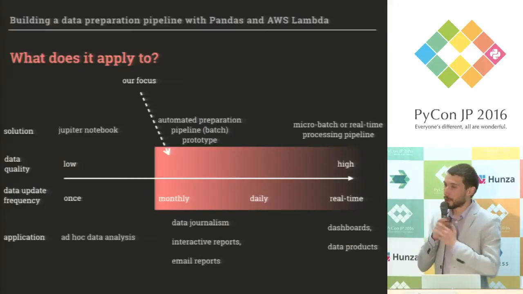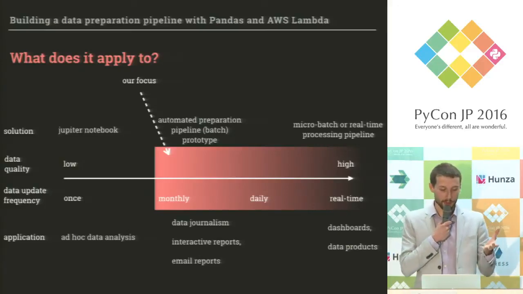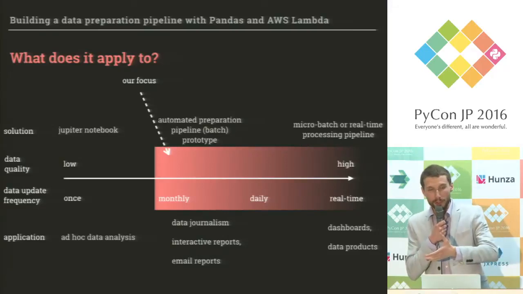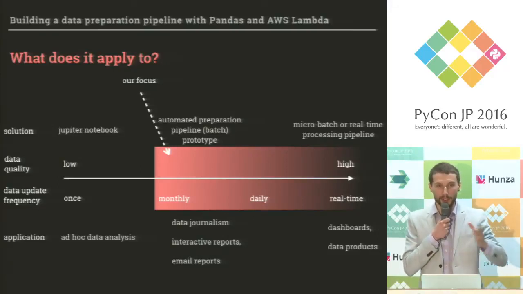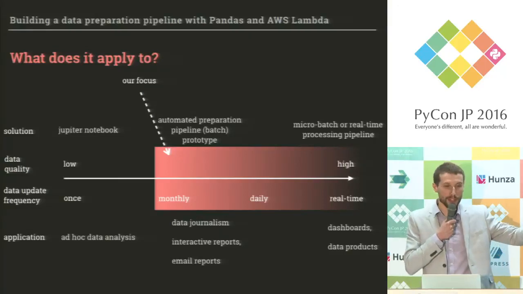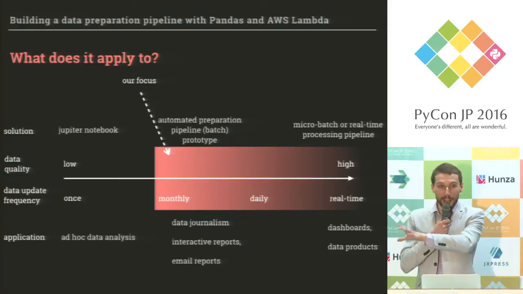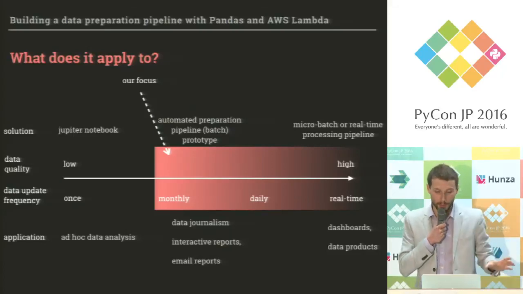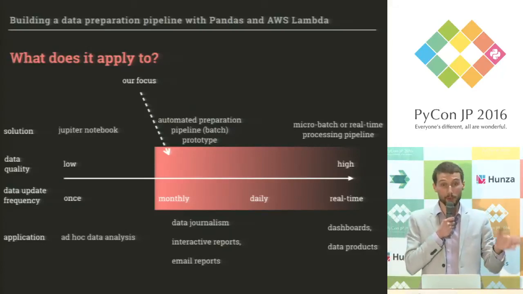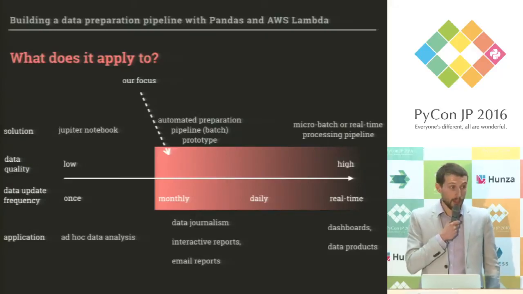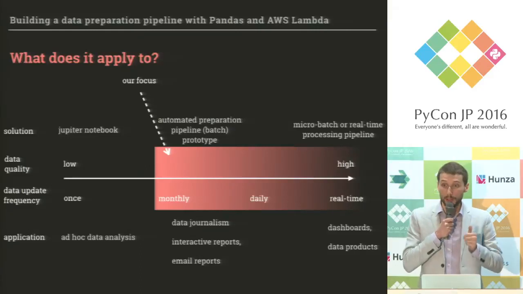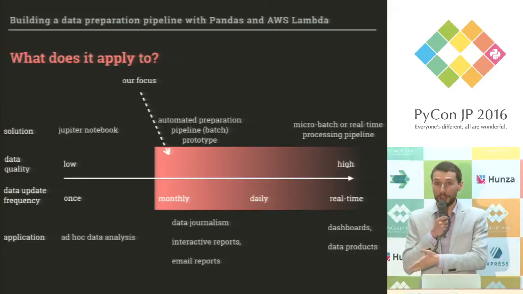So today, my talk, to sum up what it applies to: when you're dealing with data and trying to do some reporting, there is a scale of data quality, from really bad to really high quality and clean. And there's another scale, which is update frequency, of both the data and the report in general. It varies from something where you do it once and forget about it, to every month, maybe every day, or even in real time.